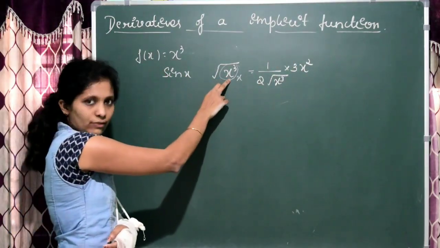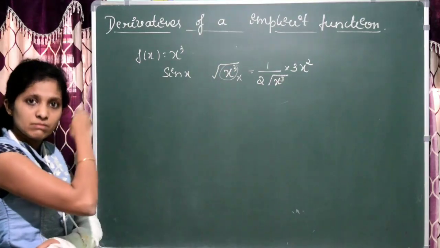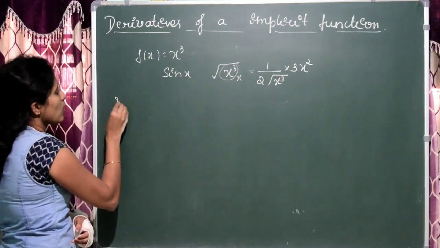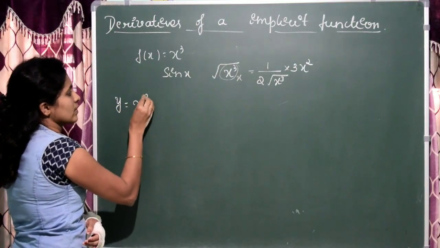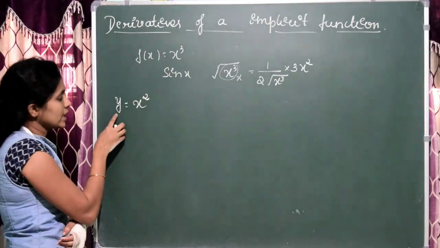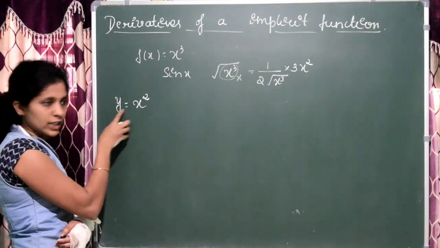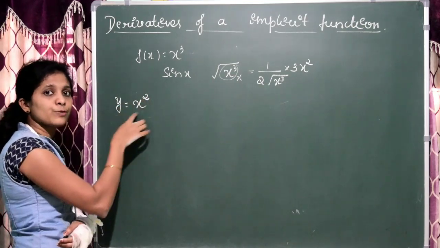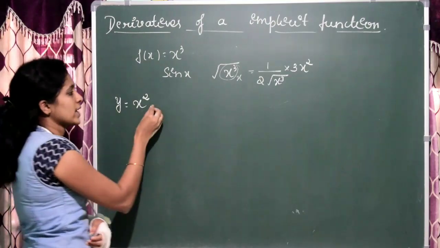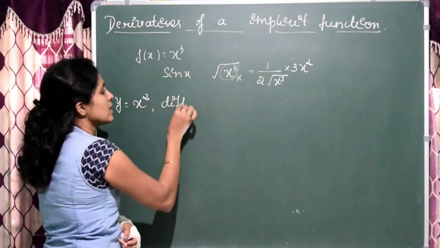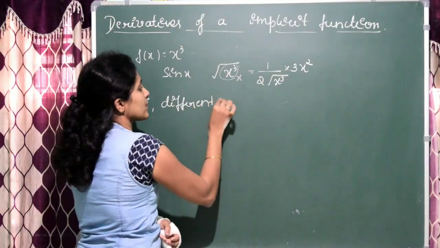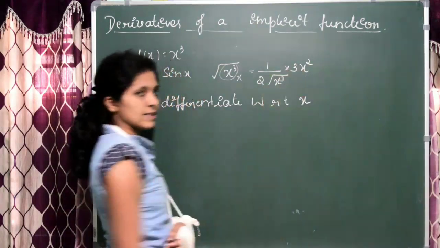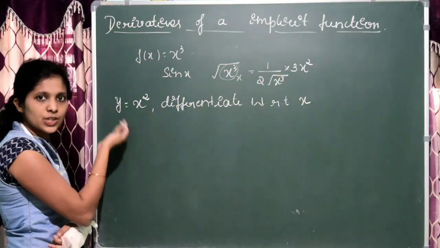So it contains only one variable. But now onwards we are solving functions which contain more than one variable. For example, if I consider y equal to x square. Okay, now this is one function. Here two variables are there. y is one variable and x is another variable. Now you have to find the derivative of this function. The question will be: y equal to x square, differentiate this function with respect to x. Is it clear? You have to find the derivative of this function with respect to x.